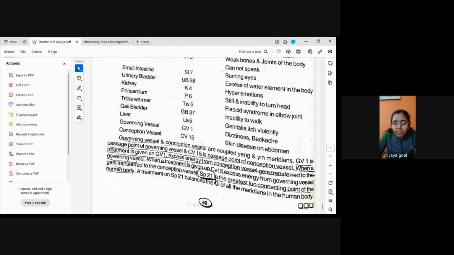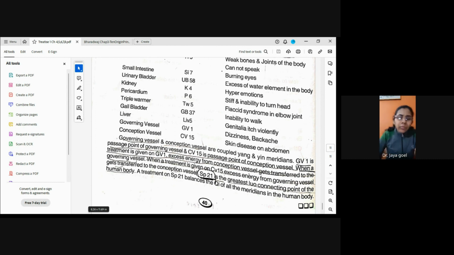The governing vessel and conception vessel are yin and yang meridians, and they are paired meridians. And SP21 is the Luo connecting point of all the points of the human body. Treatment is on SP21, which can balance the qi of all meridians in the human body. So this is all about the Luo connecting points.